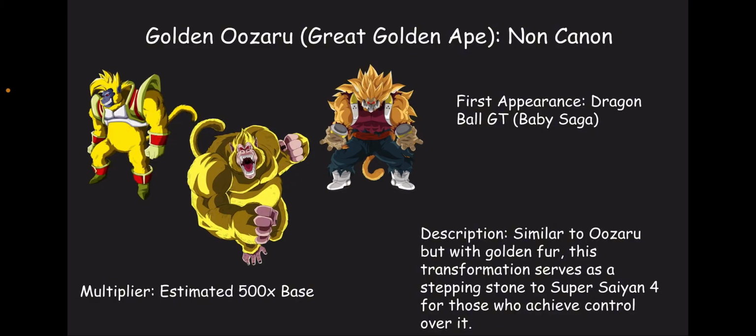We have the Golden Oozaru, a Golden Great Ape. Sorry if I have it written down wrong there. This is just Great Ape times Super Saiyan. So 10 times 50, 500 times base. So that is what this is, of course. And this is from Dragon Ball GT, non-canon.